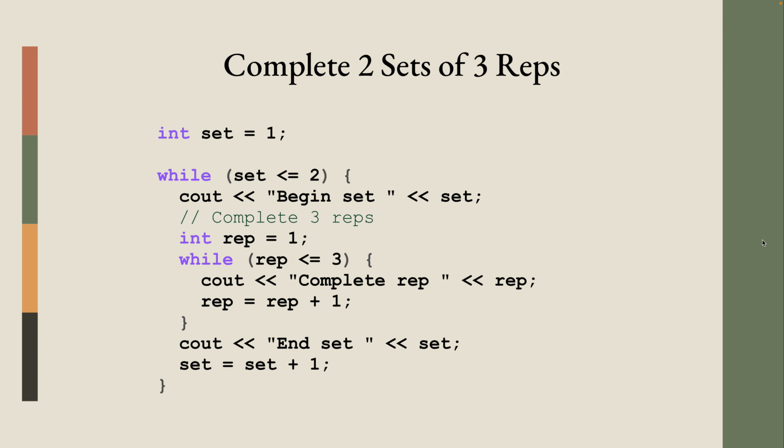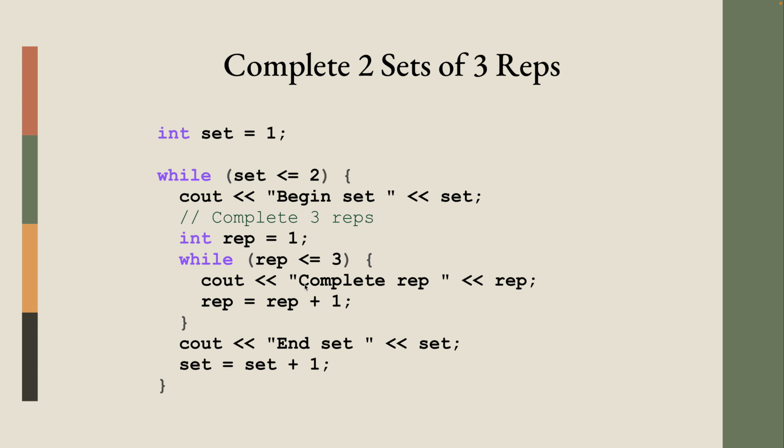How many times does this cout statement run? This one at the top. Okay, I heard 1, 2, and 3. Twice. Okay. Why does it run twice? Yeah, so this condition is set less than or equal to 2. So this will print begin set 1, then it'll print begin set 2, and then it'll stop. Right? So this outer one is going to run twice.